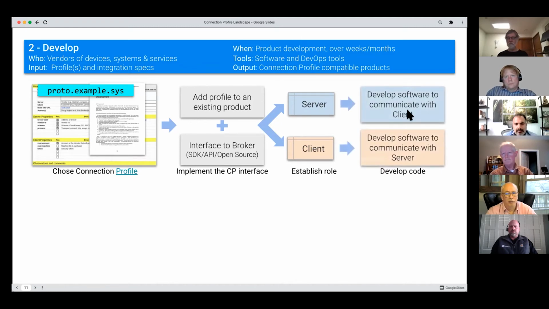If you're building a server, you're going to need to develop software to communicate with the client. But the definition of what the client is, where the client is, and what information the client is going to provide is already in the specification. And if you're building a client, the same goes for the server.